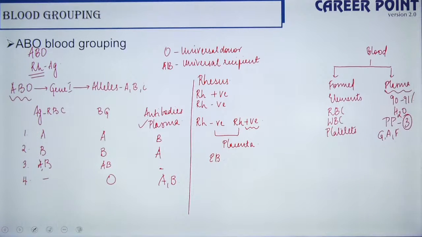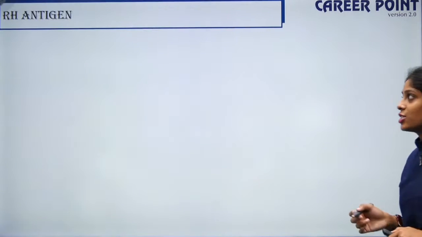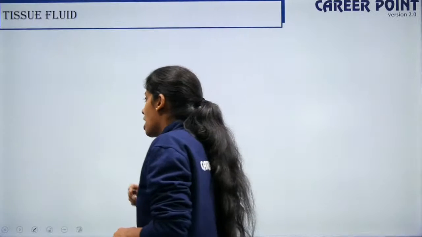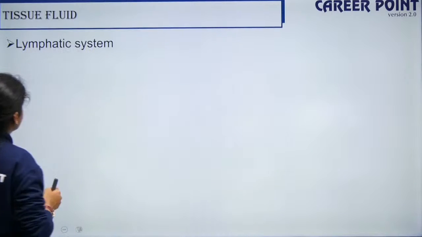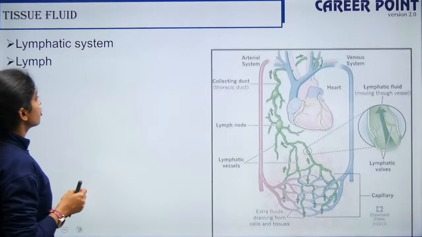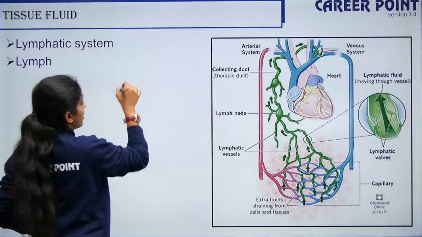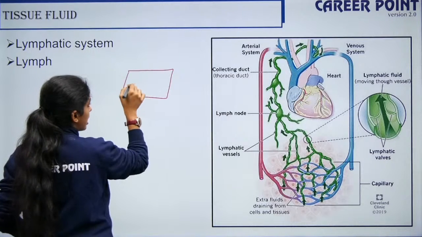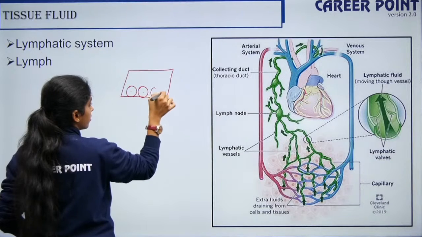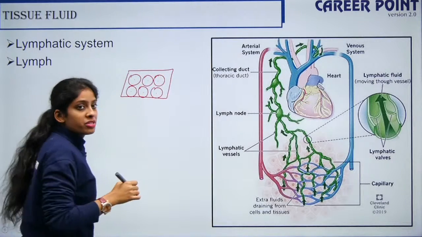This is what we were discussing in yesterday's lecture. Moving forward, we spoke about ABO blood grouping and RH antigen. We are done discussing both of them. Now what is tissue fluid? Before we go to tissue fluid, we have to talk about these two terms. You all agree tissues are made up of a group of cells. So we have a group of cells which makes up the tissue.